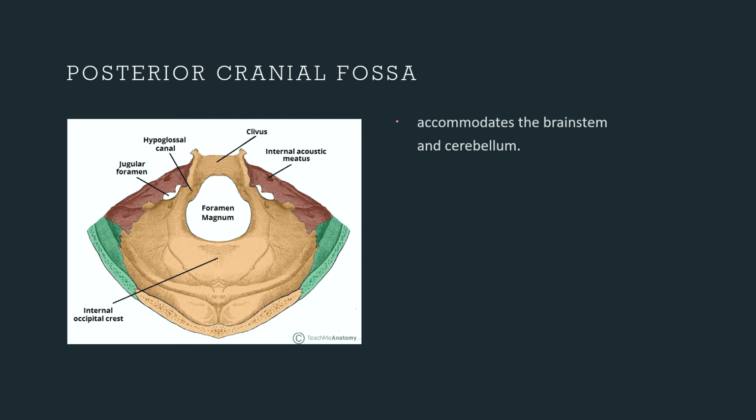Now, the last part of the floor of the skull, or the cranial floor, is the posterior cranial fossa, which houses the brainstem and the cerebellum. As you can see, there's a big hole, the foramen magnum, and this fossa contains several foramina.